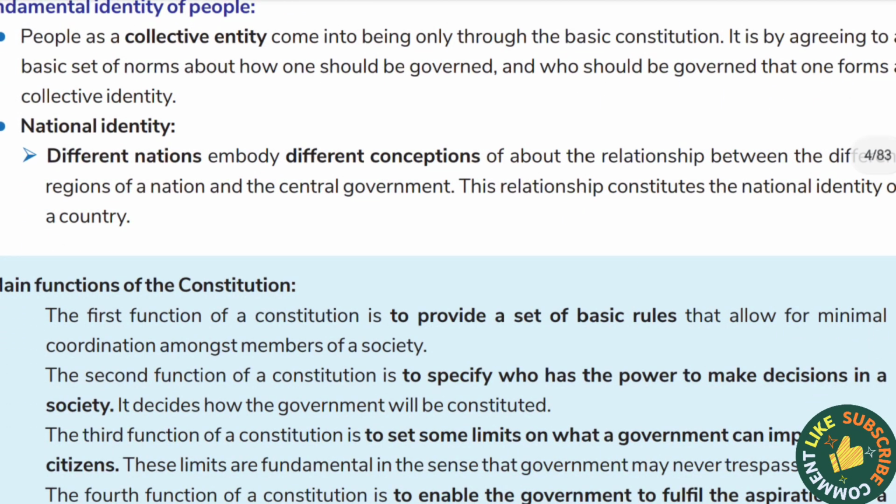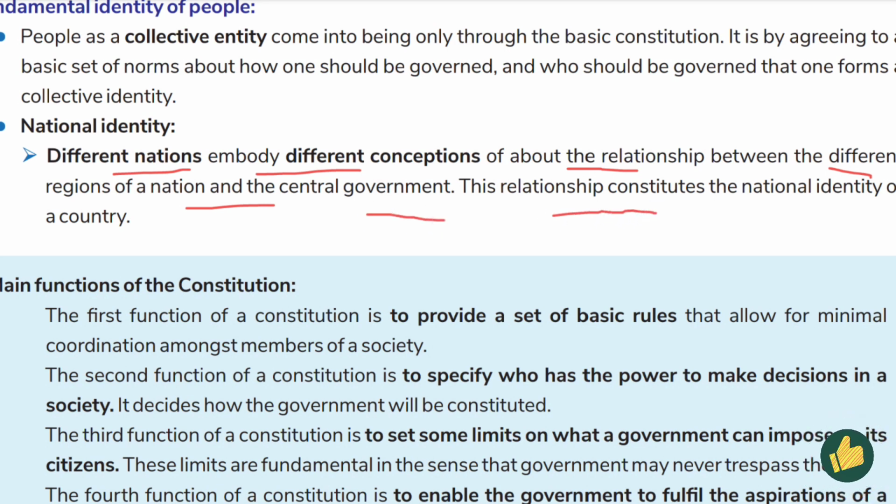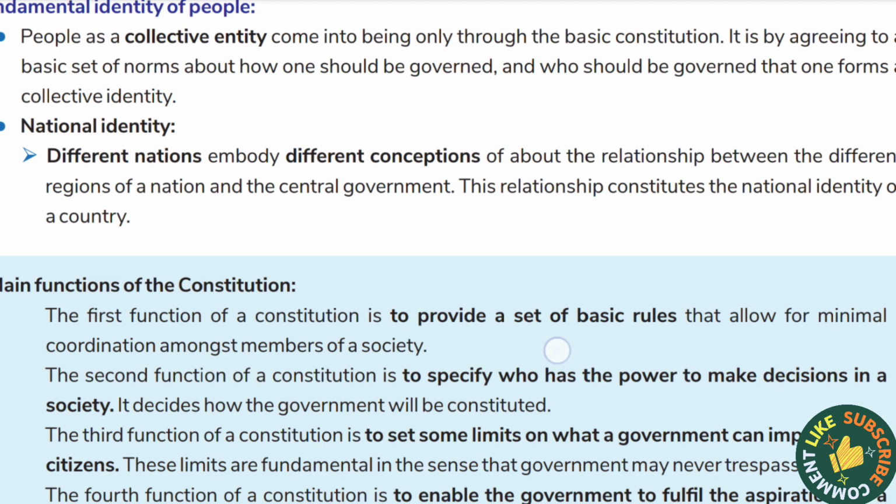So, what is national identity? Different nations embody different conceptions about the relationship between the different regions of a nation and the central government. This relationship constitutes the national identity of a country.